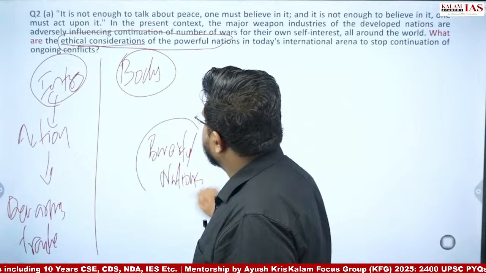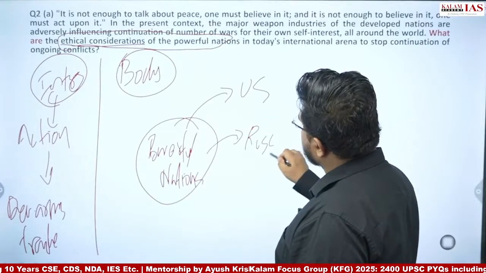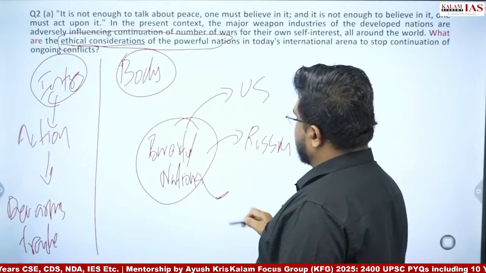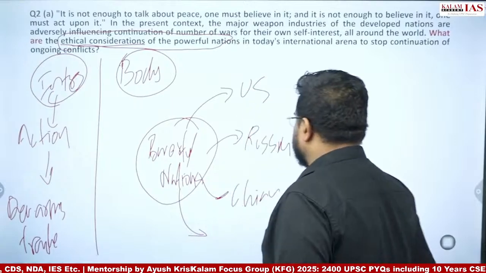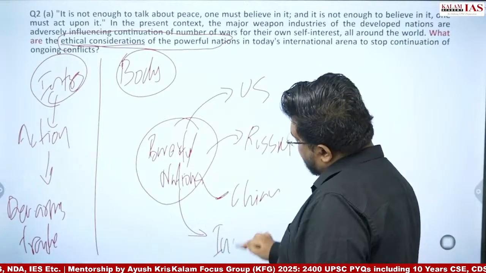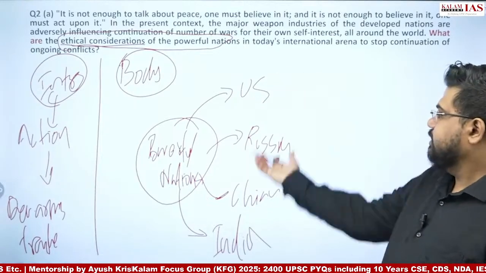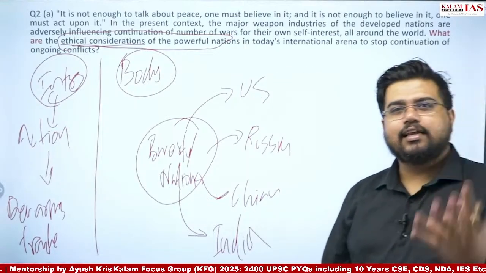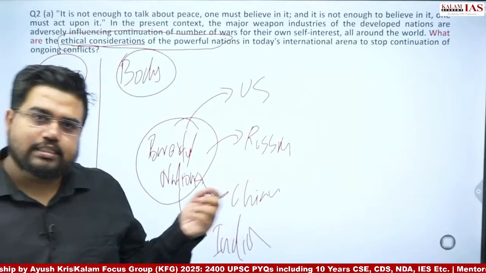Who are all the powerful nations? It is the US, in the current context Russia, in the current context China, and since we are also writing the question from India, we are including India. In the current context, India also. So these we list as four nations. If you want to include any other nations, you can add to this list.